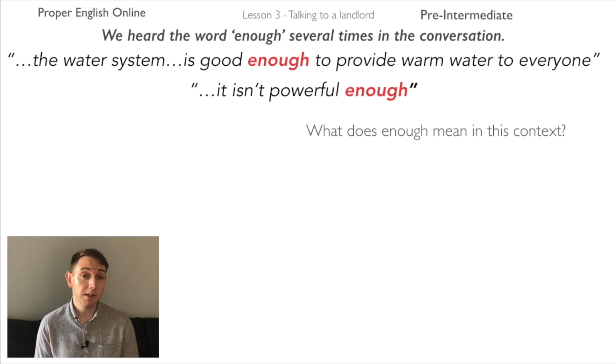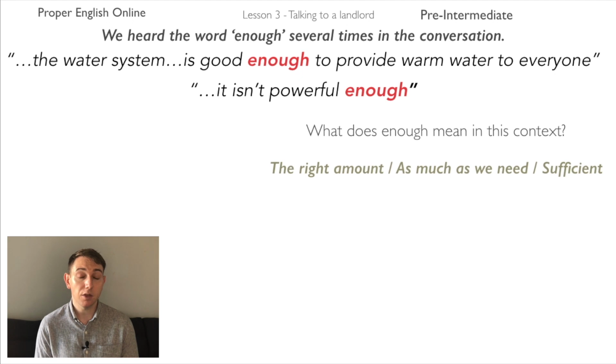Okay guys, so in this context, it kind of means the right amount, or as much as we need, or sufficient. So the water system is good enough. It is as good as we need. It is sufficient. It is the right amount. But Nicola thinks it isn't powerful enough. It isn't the right amount. It isn't as much as we need. It isn't sufficient. So enough here means the right amount, as much as you need, sufficient, right?